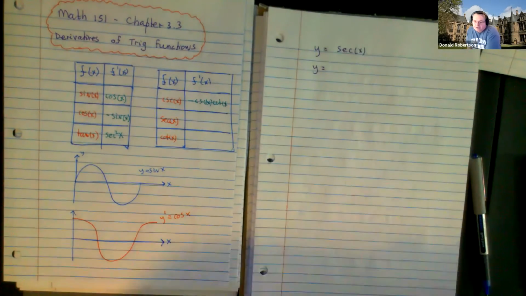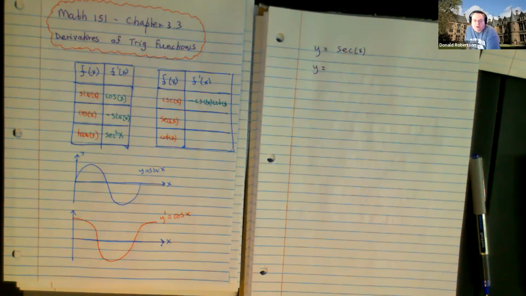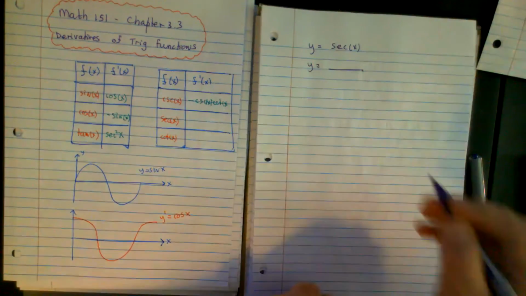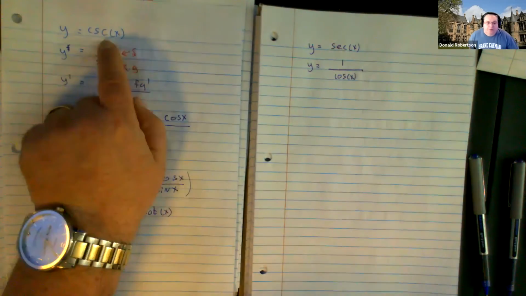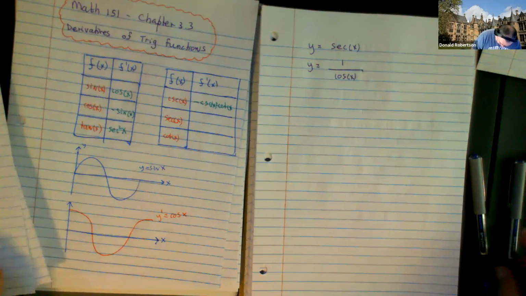Okay, tell me how to write secant x using sines or cosines. It only uses one. One over cosine. Isn't this going to be very similar to how we did the cosecant, right? It's going to be very similar, and it will have a similar looking answer as well.